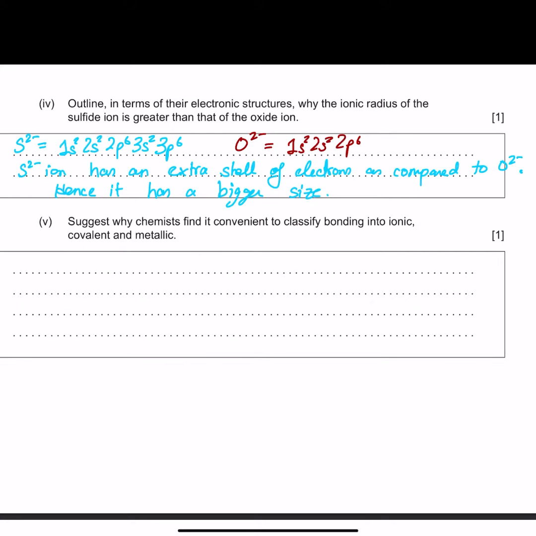So the next question says, suggest why chemists find it convenient to classify bonding into ionic, covalent, and metallic. So what happens is any classification makes the job of scientists easier because it becomes easy for them to study the compounds. It also helps them generalize substances, and this generalization means they can say ionic compounds have high boiling point, while covalent compounds will have a lower boiling point as compared to it. So yeah, we can write the answer in this way.